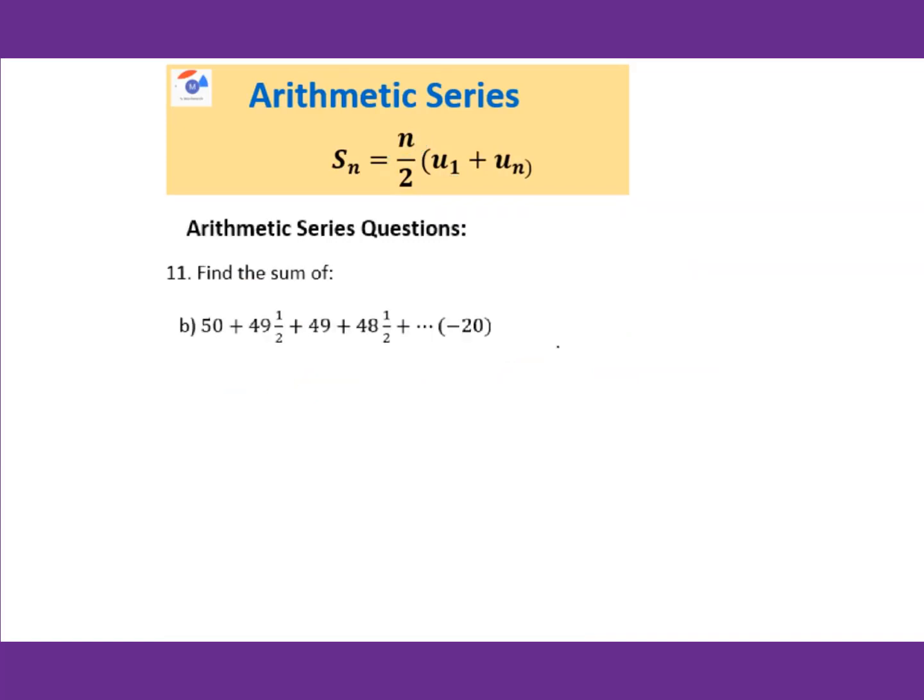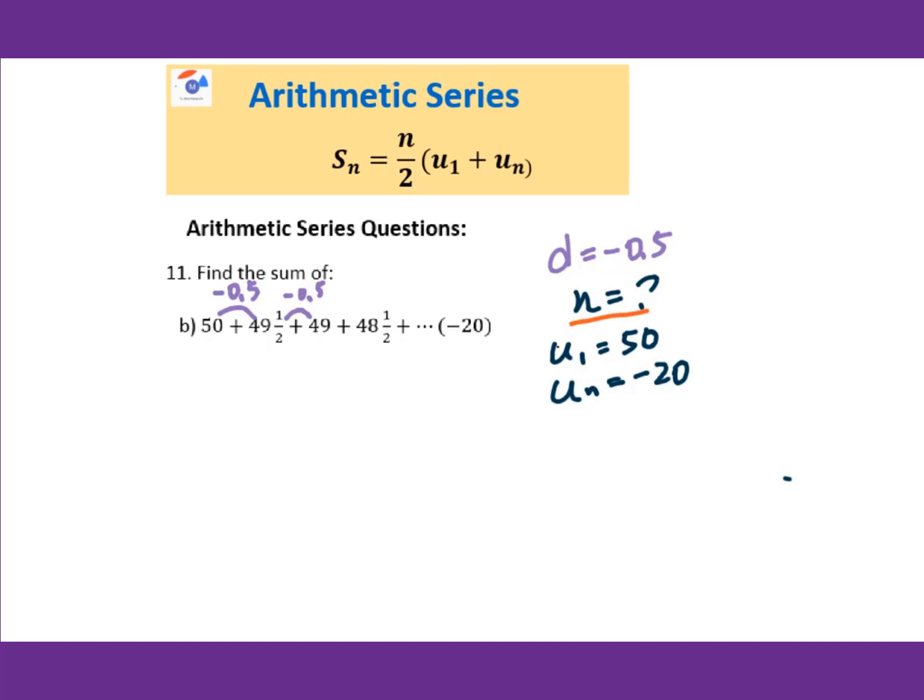Number 11. It's still an arithmetic sequence. For every term, minus 0.5 and you will get the next term. Therefore, we know d equals negative 0.5. We don't know n, but we do know the first term, that's 50. The last term, u sub n, equals negative 20. We need to figure out n first.